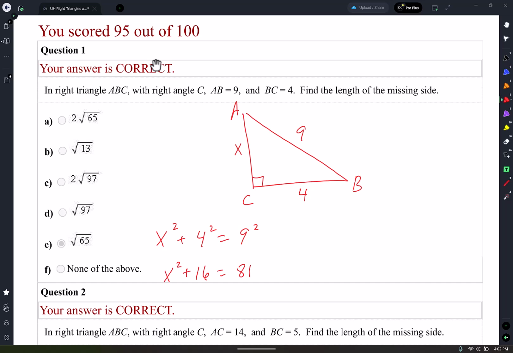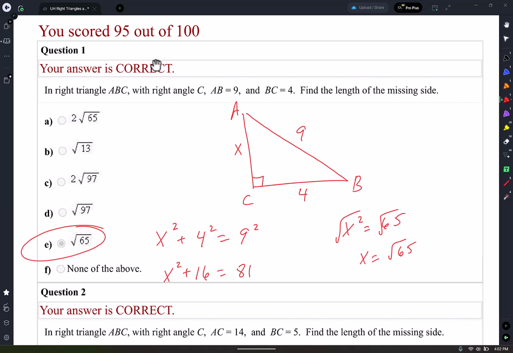I'm going to subtract 16 from both sides. So x squared equals, let's see, 81, 71, and another 6, so 65. And then how do I get x by itself instead of x squared? Square root. X equals the square root of 65. And there it is.